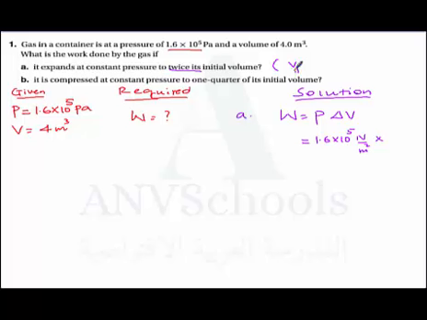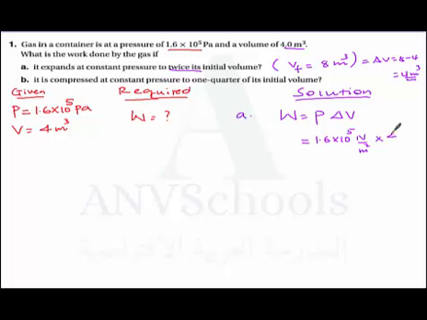It expands at a constant pressure to twice its initial volume. The gas is at this pressure, and this is the initial volume. It's expanding, so the final volume will be twice, which is 8 meter cube. Now what is the change in volume? Final volume is 8, initial volume is 4, so the change in volume will be 8 minus 4, which is 4 meter cube.